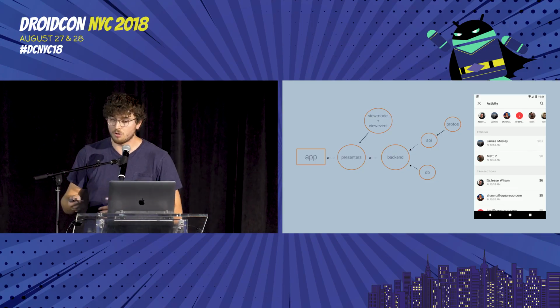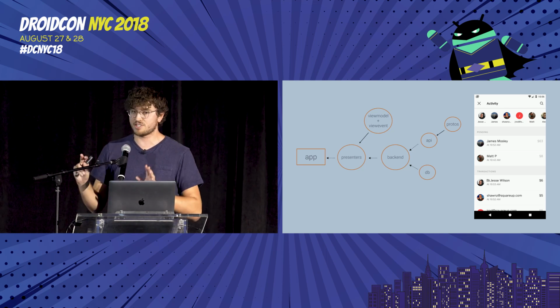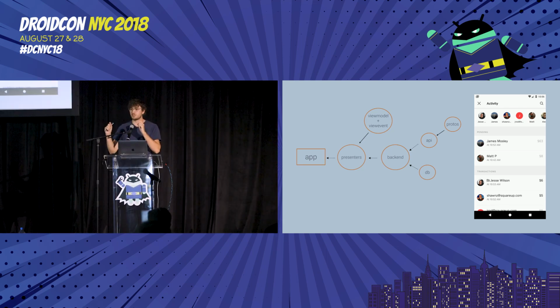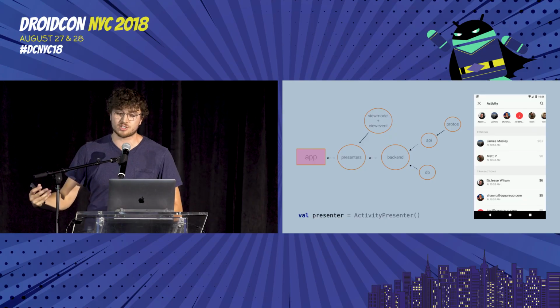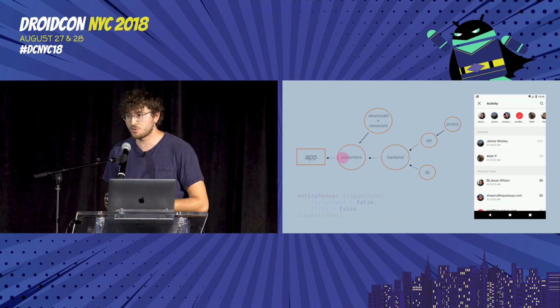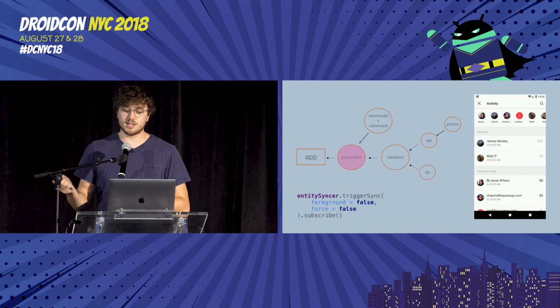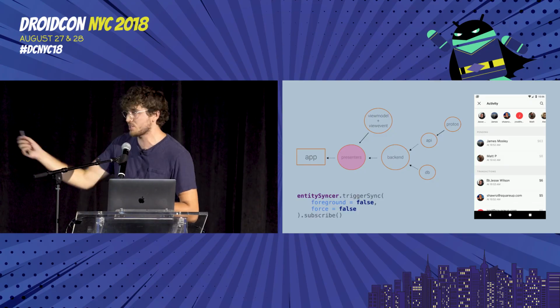So to showcase how this all works, I'm going to run through a bit of sample code and how each different module is going to run code just to do one simple action. So we're going to start by creating this activity presenter. And this creation is going to happen when you go to this screen, when it gets attached to the window. As part of this process, when the presenter is initialized, it's going to trigger a sync. And so that's what's happening here.